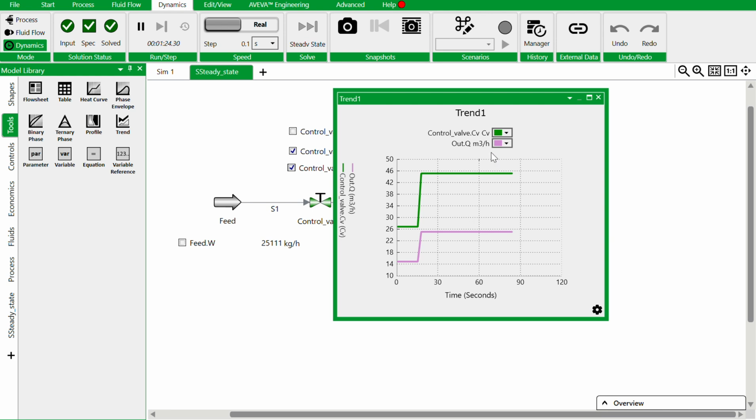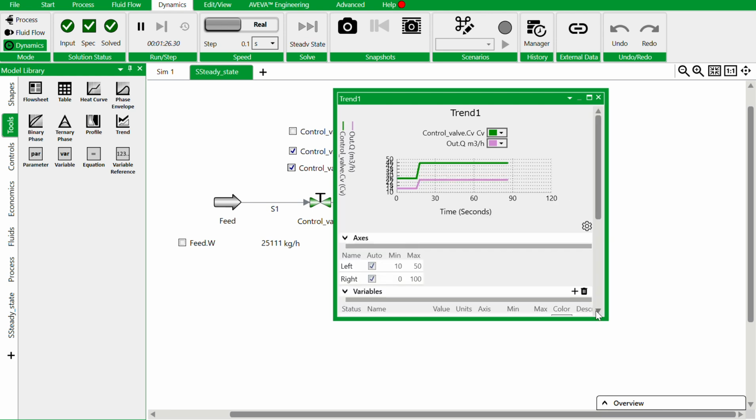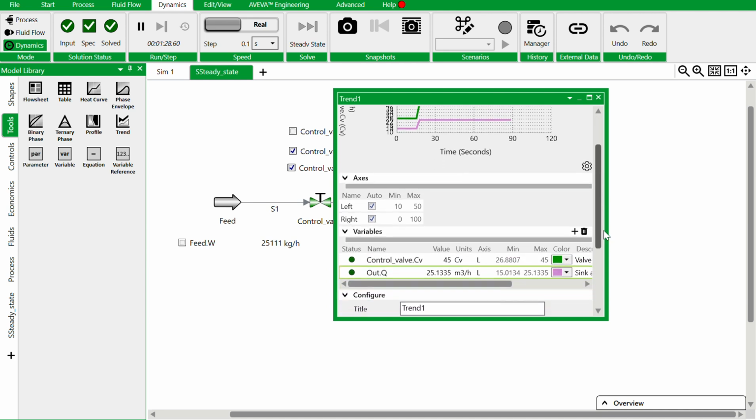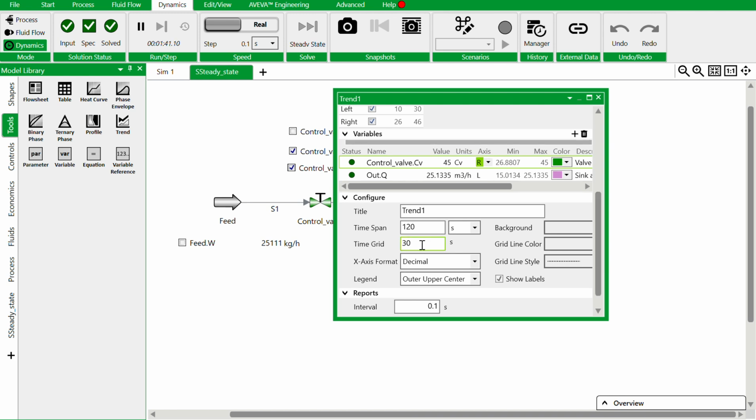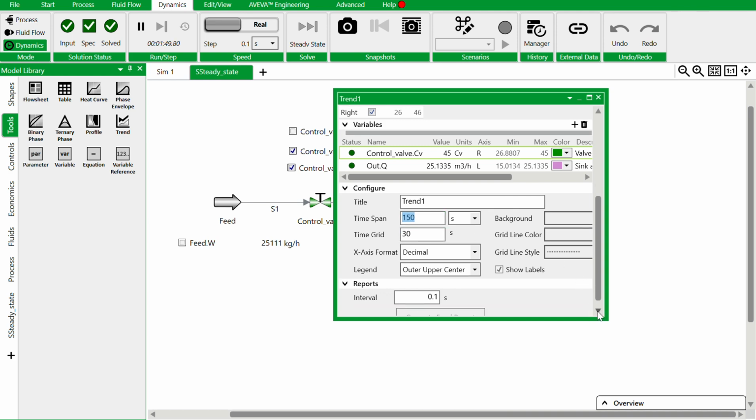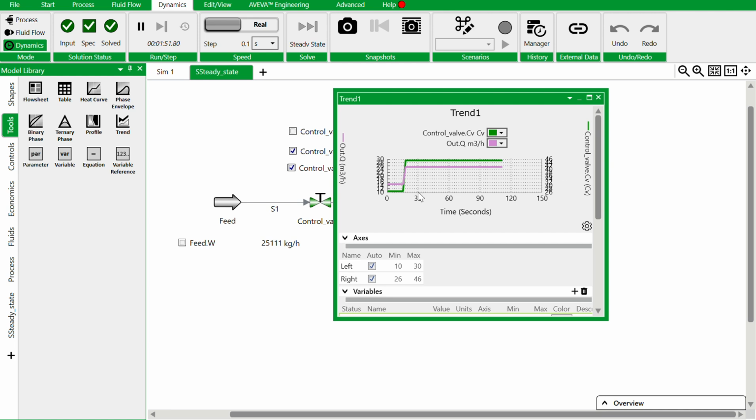You can change its axis also, or from the opposite side. So you can select the control valve CV to the right of the axis, and you can set the time grid to 30 seconds or 40 seconds, whatever you want, with a time span of 120 seconds. Instead of this, you can change it to 150 seconds also. Now you will see the trends.